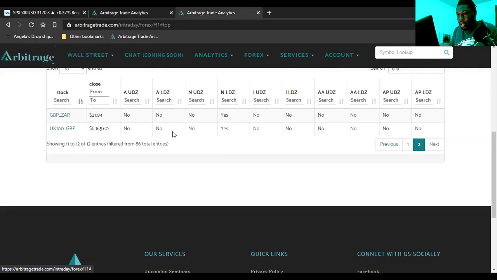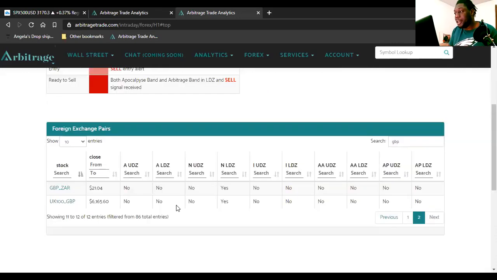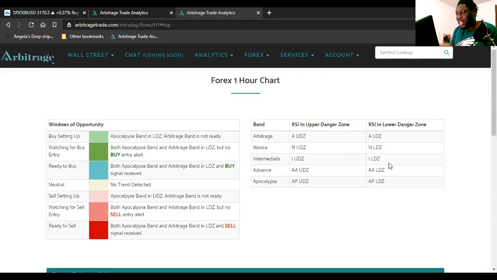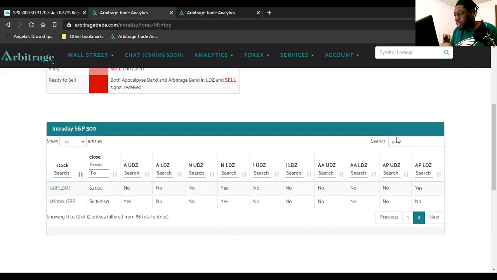No, no, no. So even on GBPZAR, even on the arbitrage band, it's not there. So I'll take a look at it, but that's not what I want to see usually when I'm looking for pairs like that. So let's go to Euro.